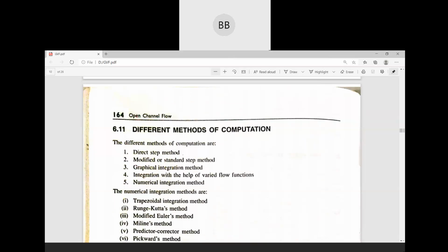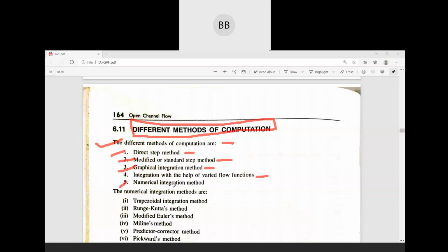We can write down the next topic. There are different methods for computation of gradually varied flow. Number one is the direct step method. You can write down the steps method. Number two is the modified or standard step method. Number three is the graphical integration method. Number four, integration with the help of varied flow function. And number five is the numerical integration method.